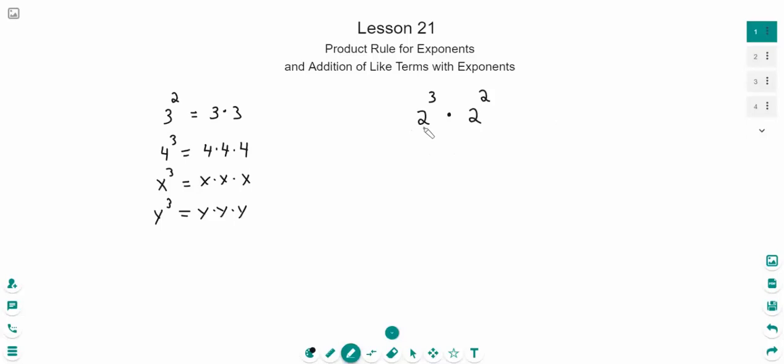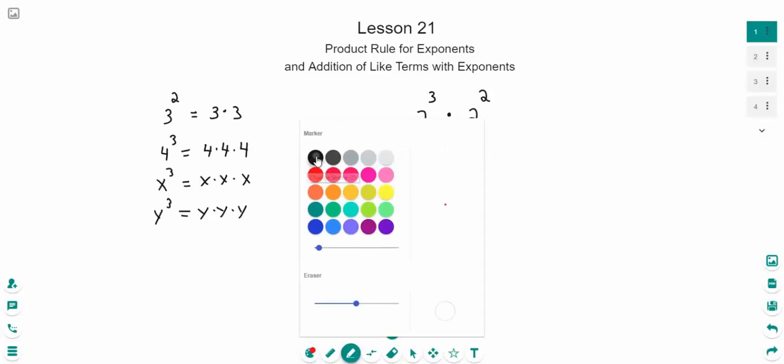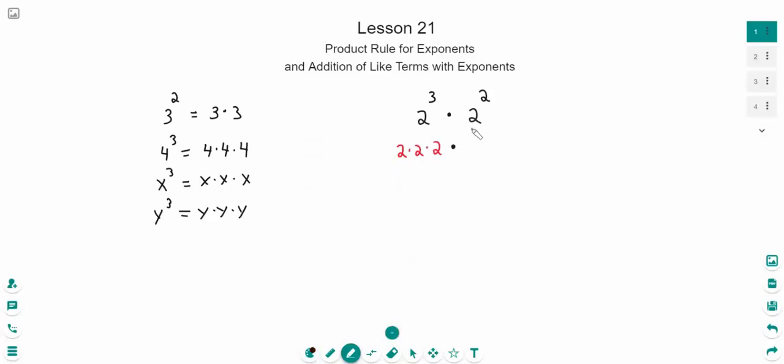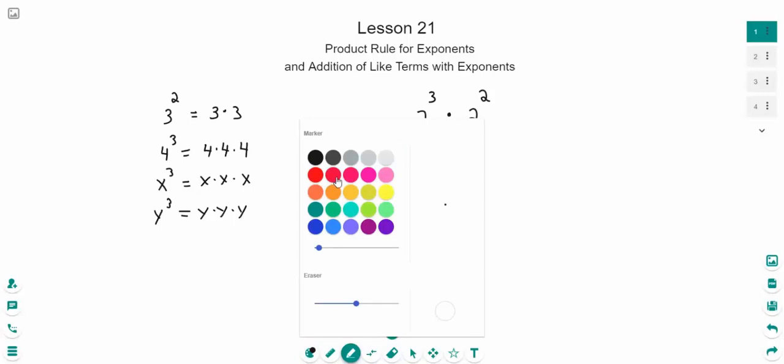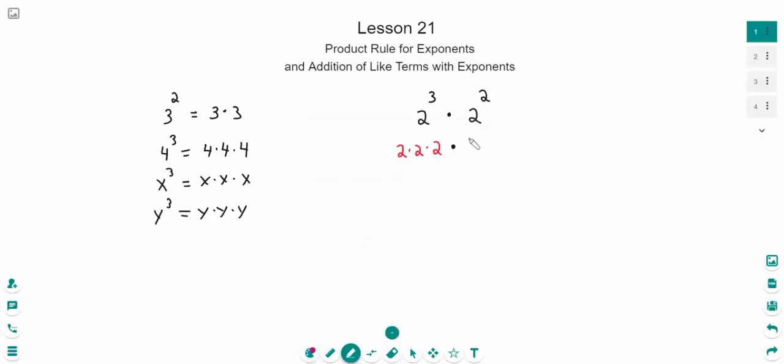Well, because these are constants, these are numbers, we can actually figure it out. 2 to the third would just be equivalent to a 2 times a 2 times a 2, correct? And then we've got this multiplication sign we'll bring down. We have this other 2 to the second power. So that's just going to be a 2 times a 2, right? And now we could just multiply this whole thing out and get 2 times 2 is 4, times 2 is 8, times 2 is 16, times 2 again would be 32, right? So that's pretty easy. It's pretty straightforward.